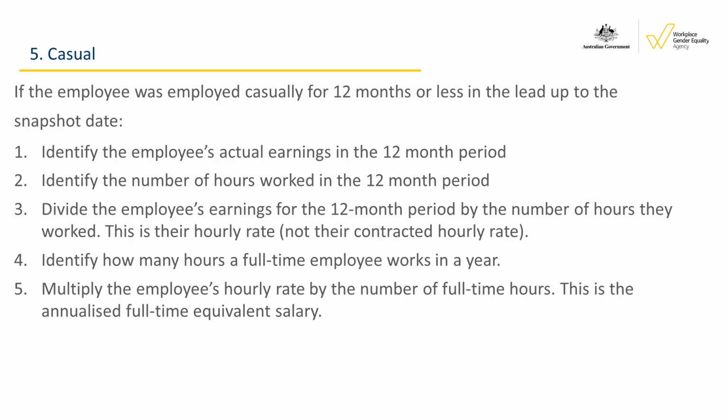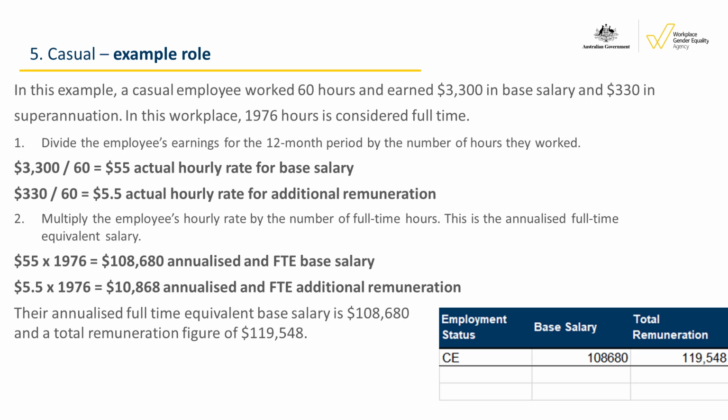Next, you must identify how many hours would be a full-time, full-year workload for that employee, and then multiply their calculated hourly rate by that number. This is the annualized full-time equivalent salary. In this example, a casual employee worked 60 hours and earned $3,300 in base salary and $330 in superannuation.